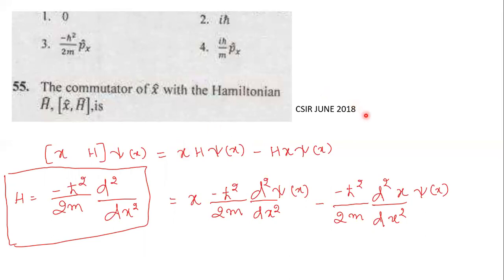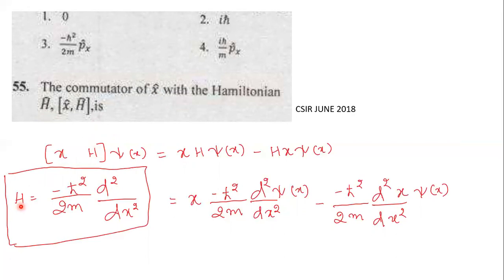And here is one more problem. The commutator of X, the position operator, with the Hamiltonian H, where H is the energy operator. We need to find the value of this commutator [X, H]. For that, we must know the corresponding operator for the energy operator H.